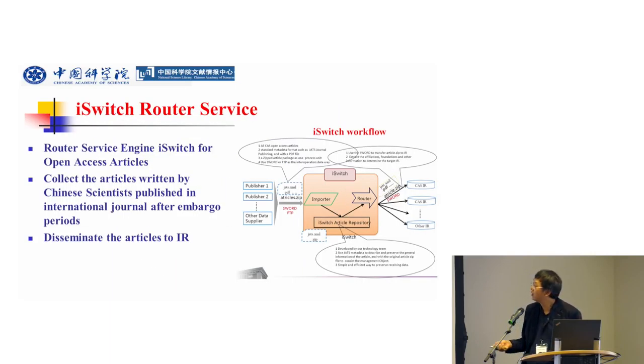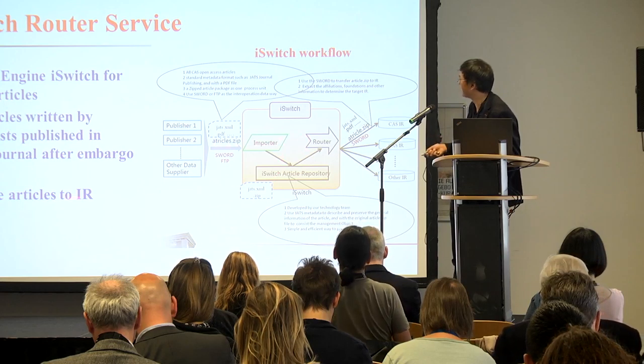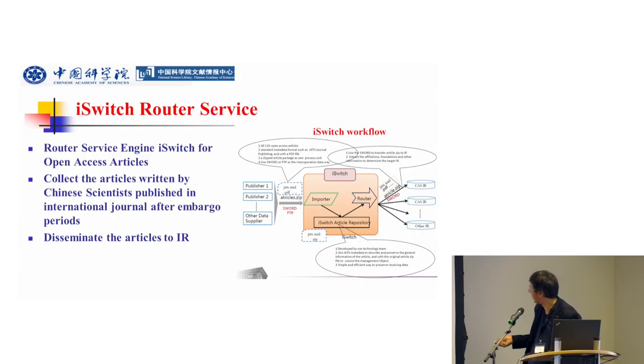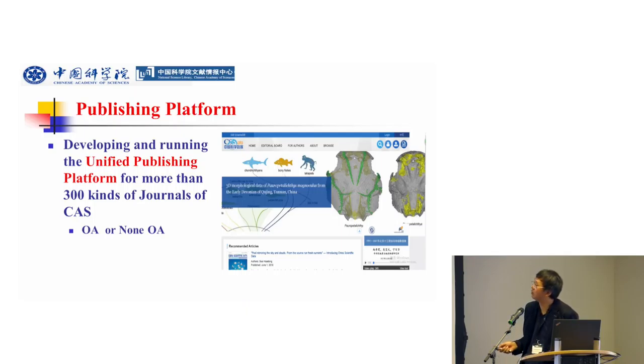This is the SWH route that collects articles written by Chinese scientists published in international journals after the embargo period. It gets the article from the publisher and distributes it to the institution repository. And we have a GOI repository that selects open access journals, collects articles from these high quality journals and provides a service with the institution repository.